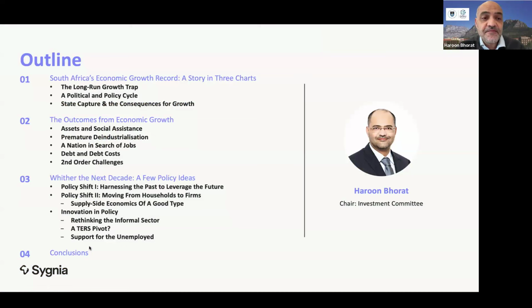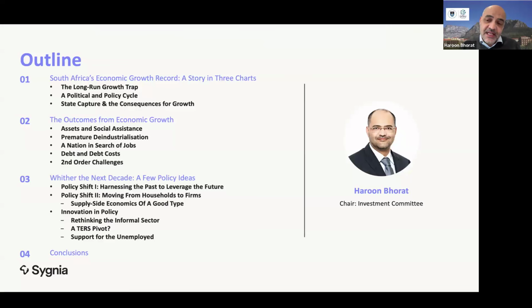One is what I call my growth reflections in three charts, to think about South Africa's growth record from 94, using three charts to reflect growth using the same data, and what that tells us about the trajectory, the nature and the level of growth.